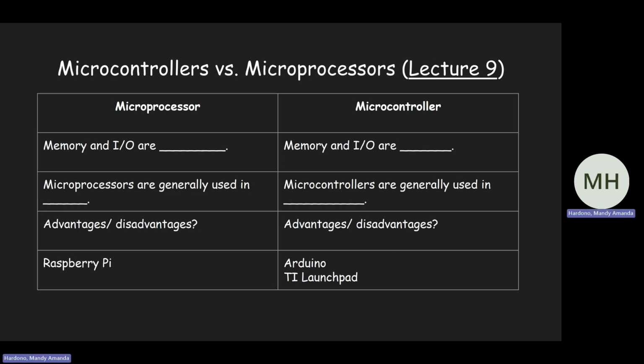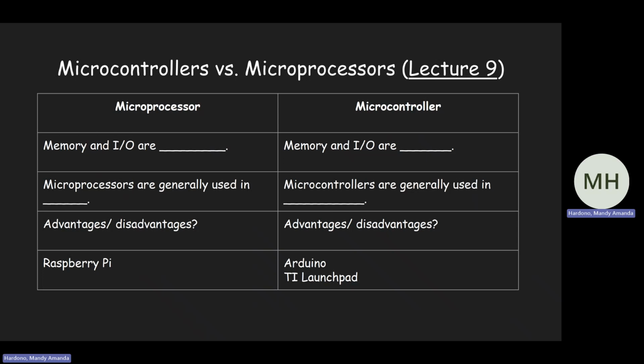One of them is where memory and I/O are located. For a microprocessor, they would have to be on external circuitry connected to the chip, whereas on a microcontroller, the memory and I/O capabilities are embedded inside the chip. Microprocessors are generally used in heavy-duty systems like personal computers, and microcontrollers are more specifically applied, such as MP3 players. You know that they play music, and that's kind of their only function.